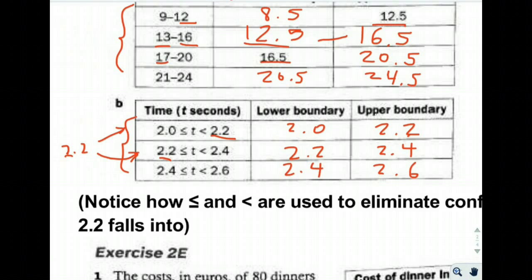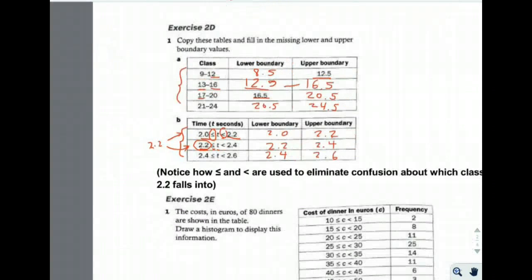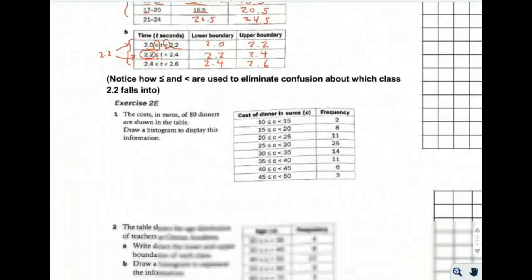Well, it's going to go into this class because you can see here you have a less than or equal to t, and here you have a 2.2 is greater than t. So 2.2 definitely goes in this class because of the less than or equal to sign. And you'll always notice that when you have continuous data in a frequency table, the left inequality is going to be less than or equal to, and the right inequality is going to be less than. So that's how they do it. The left edge is included in the range, the right edge is not included. Now let's go on to the next one.